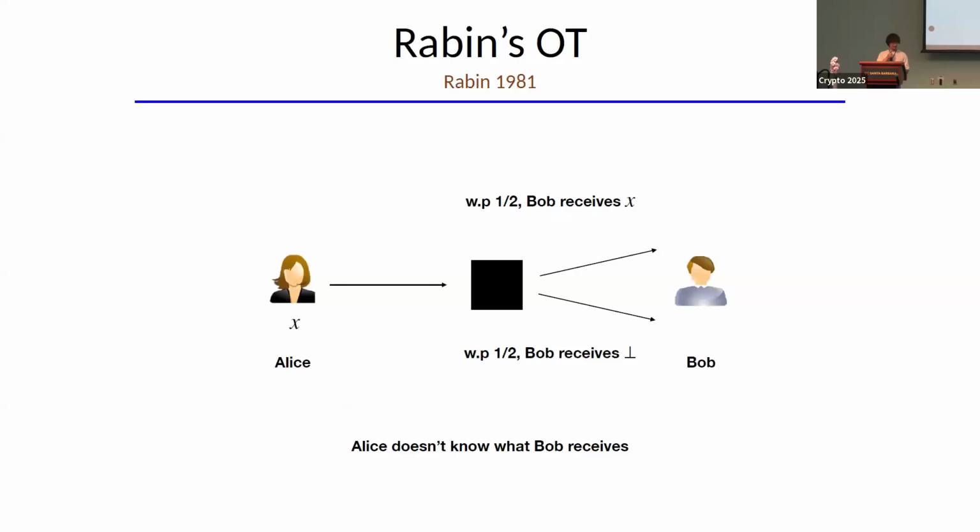Okay, let's see the proof overview. Our target is to construct OT, in which Alice wants to deliver X to Bob, and with half a chance, Bob receives it, and Alice doesn't know what Bob receives.